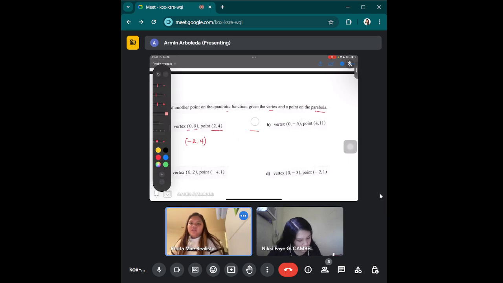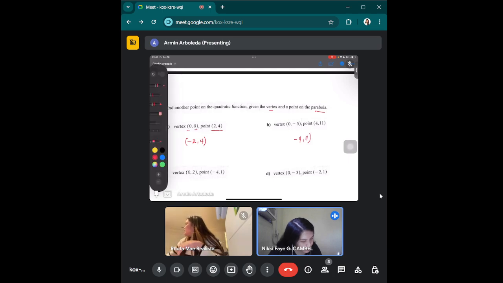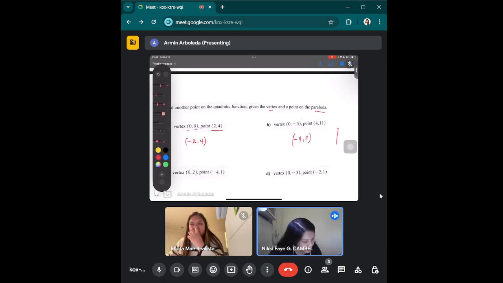Nag-iba po negative, kasi yung vertex niya. Negative 4, and then 11. It's going to be negative 4 and 11 pa rin. Okay? Kahit kasi nag-iba yung vertex niya.